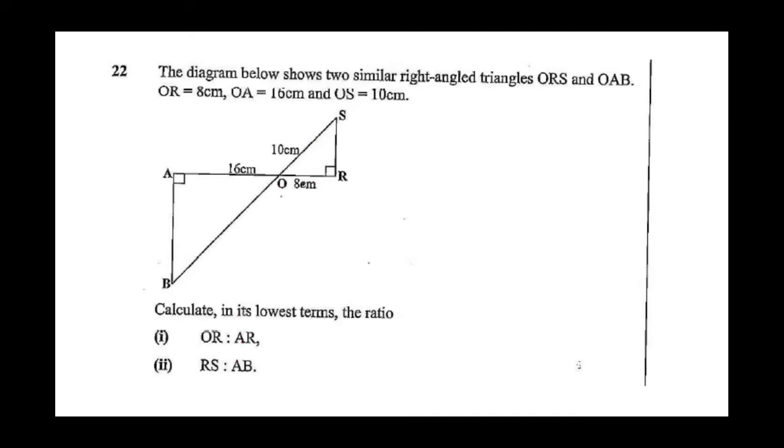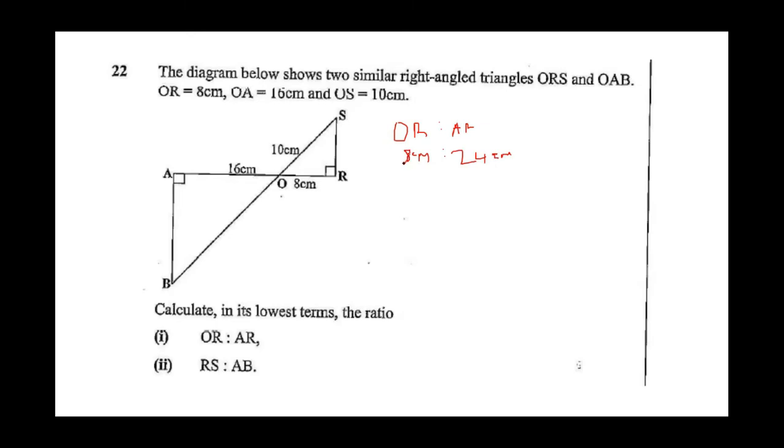So OR is here. I'm saying OR to AR. So OR is 8 centimeters to AR. AR is from there to there, from the first to the last. So this one here is simply going to be 16 plus 8, which is 24. So it is going to be 24 centimeters. So you add this plus that to give us AR.